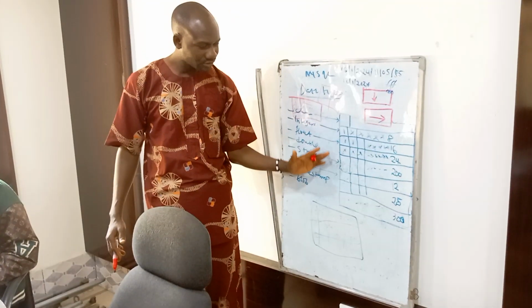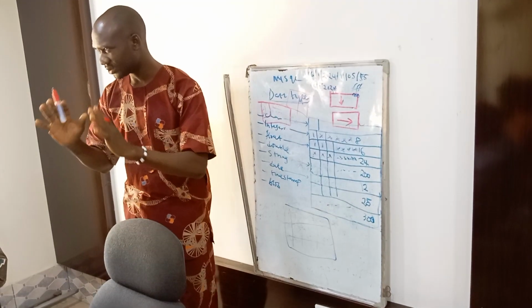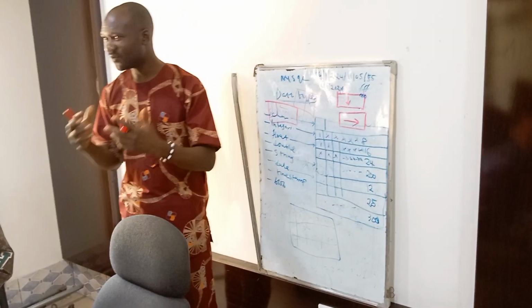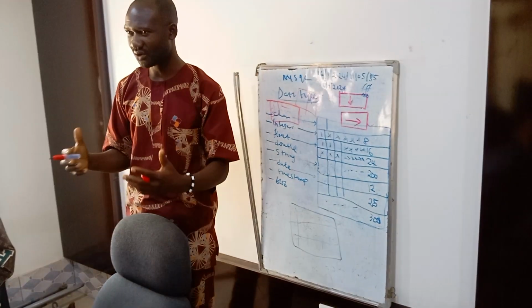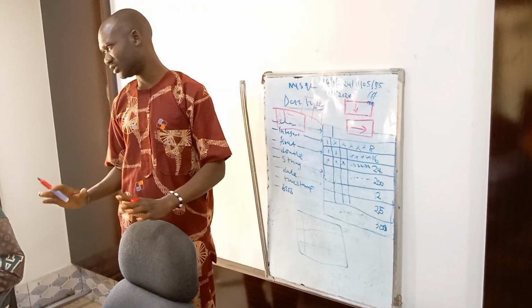So if you don't know how to give your data types correctly, you are going to waste a lot of memory. And the effect of that on your program in the long run is that your program is going to be slow. It's not going to be fast. It's not going to be optimized.